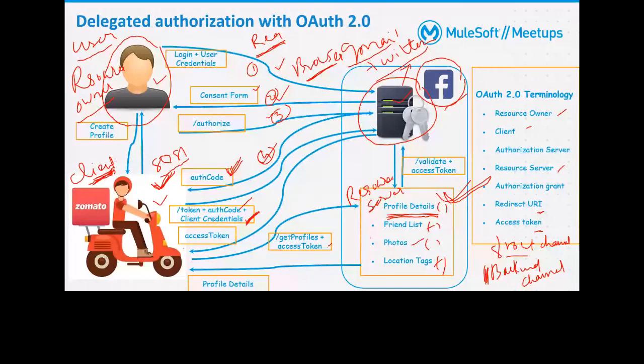Everything happens from the browser. With the implicit grant, instead of an auth code, we directly get a token, and we'll be accessing the profile details with it. With auth code, we get the auth code and then the access token. Here we get the access token directly, so only the front channel is used. No back channel. Clear?